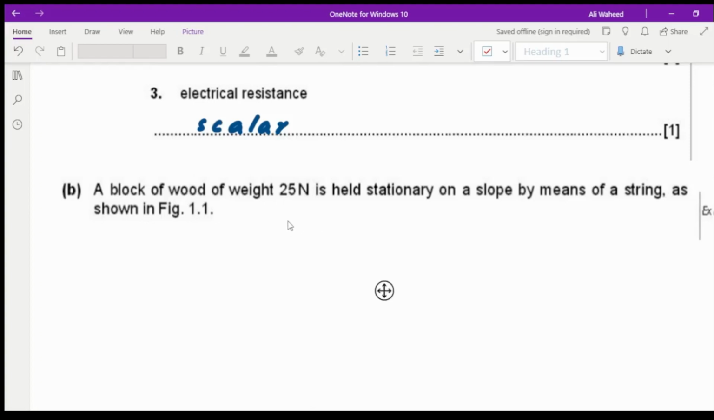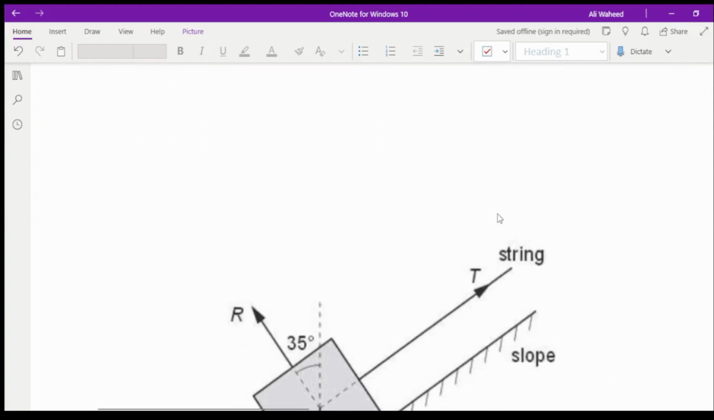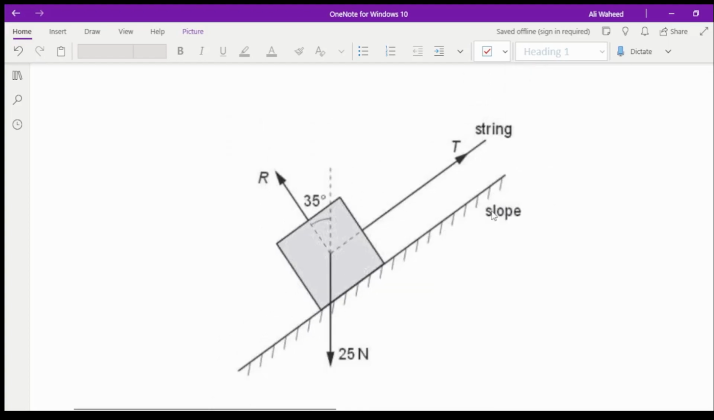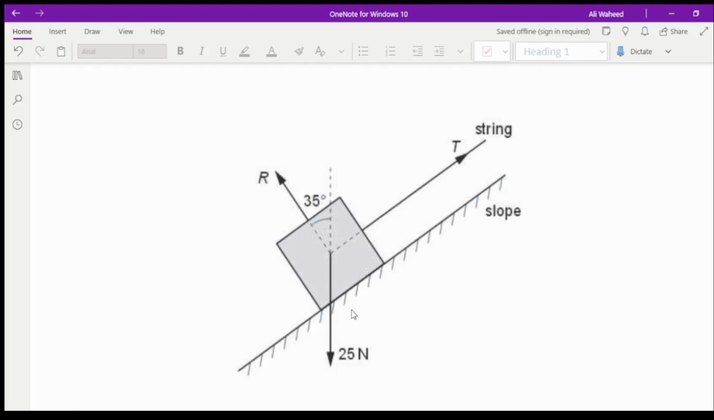The weight of the wood is 25 Newton and is held stationary on a slope by means of a string as shown in figure 1.1. Here we have the diagram. So this is a weight, this is a tension in the string, and this is the resultant force. This is the normal reaction force.